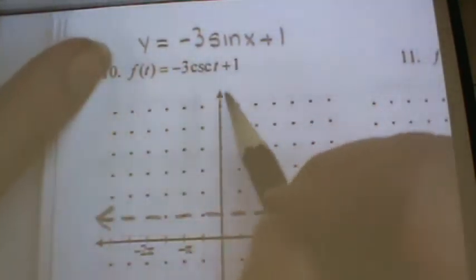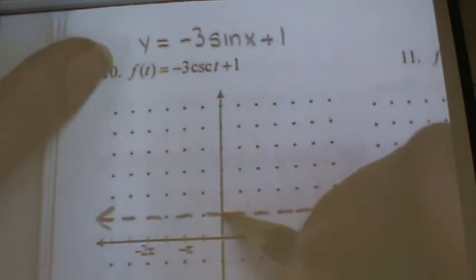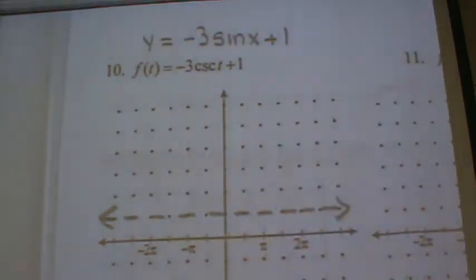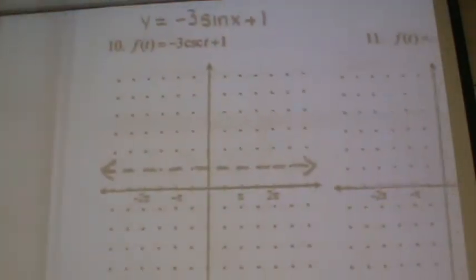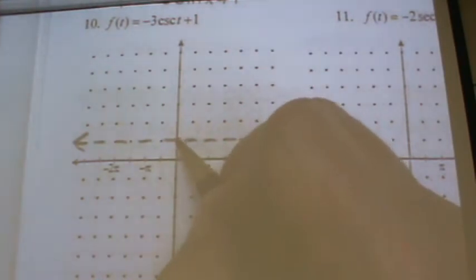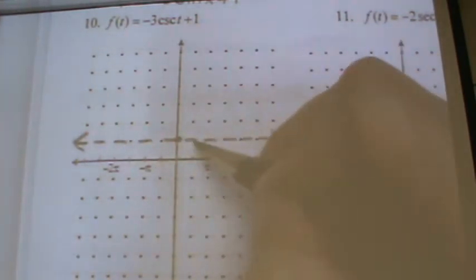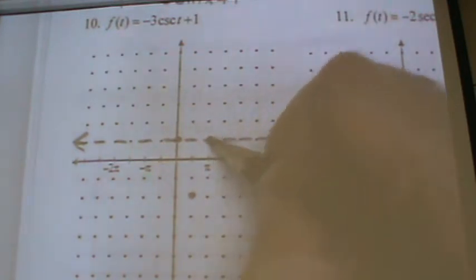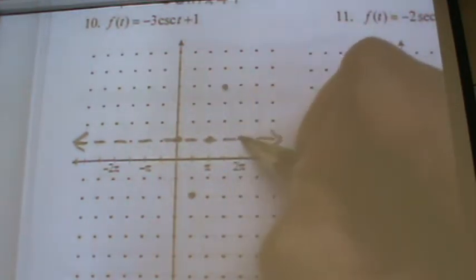Now, the sine curve normally starts on and it goes up. The amplitude is 3. But because it's a negative, what are you going to do? Instead of going up 3, you're going to go down 3. So it starts on and you're going to go down 3. 1, 2, 3. Put a dot. Back on, above, and on. So we're going to graph 2 full periods.